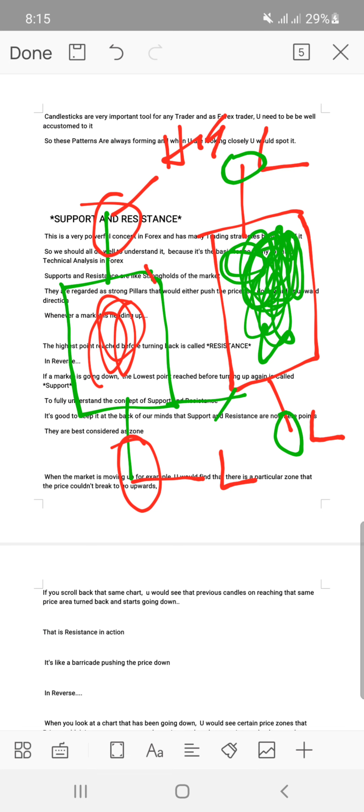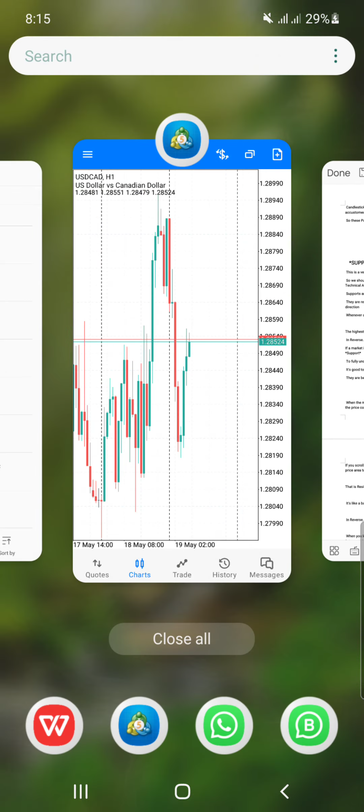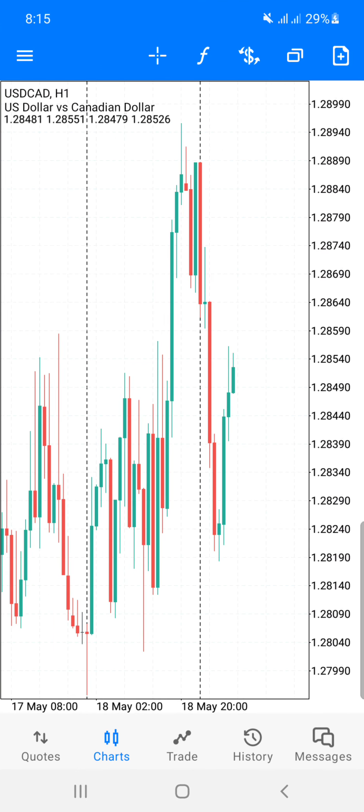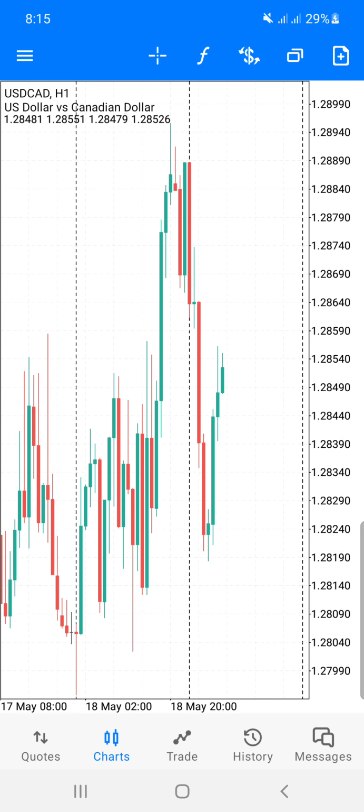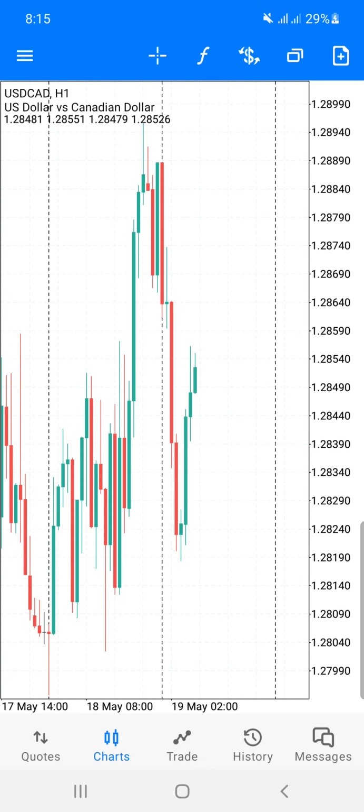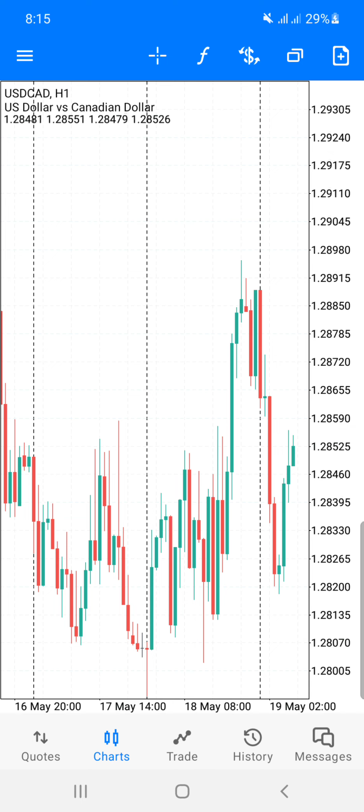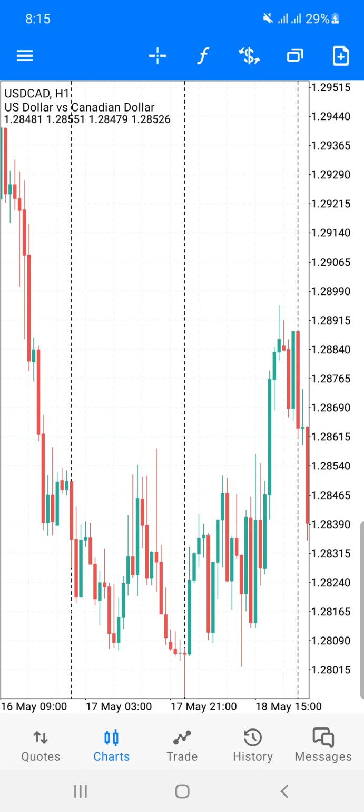Let's go to the MetaTrader app so that we can understand better, right? Okay, now we're in our app. Now this is our candlestick chart. I showed us how to switch to line chart before. Let me just show us again.